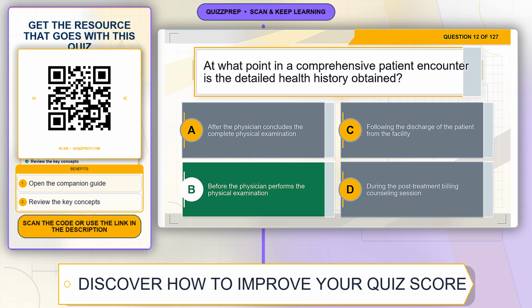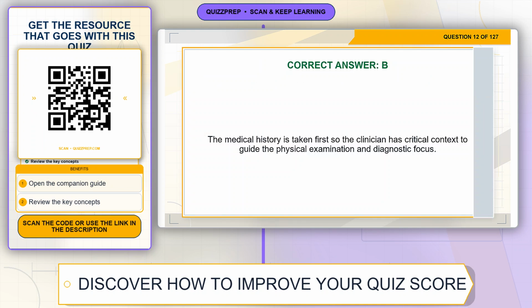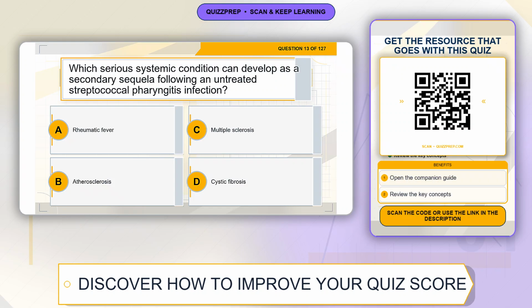The correct answer is option B, before the physician performs the physical examination. Explanation. The medical history is taken first so the clinician has critical context to guide the physical examination and diagnostic focus. Question 13. Which serious systemic condition can develop as a secondary sequela following an untreated streptococcal pharyngitis infection?